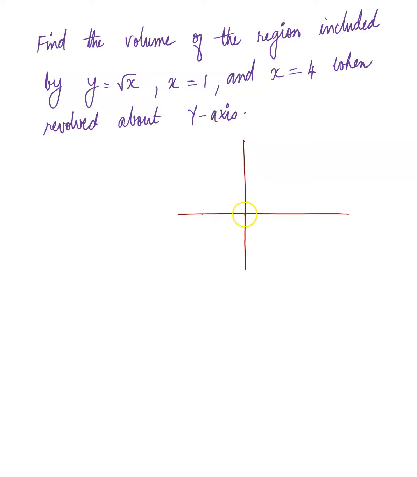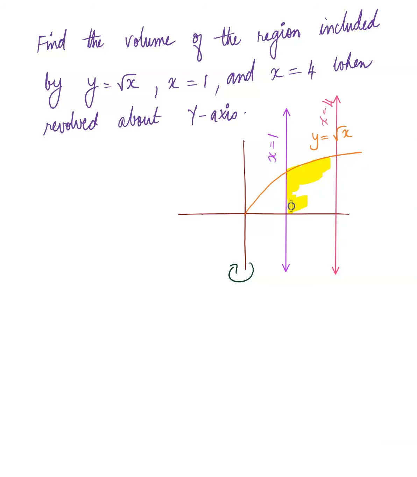So we have y equals square root of x, and then we have x equals 1, and then we also have x equals 4. These are vertical lines. And we are rotating about the y-axis. And so this would be our region. And you're rotating about the y-axis, so you are going to have your cylinder sit parallel, right, sit on the x-axis.